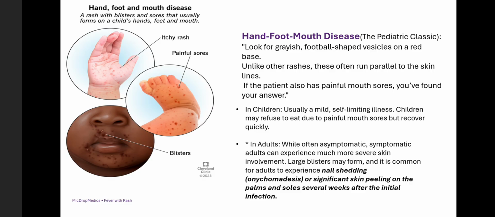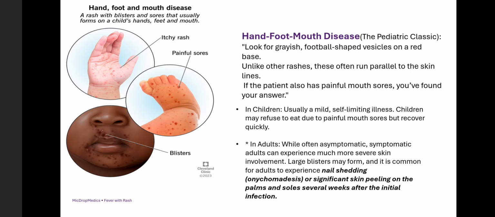Next, hand foot mouth disease is the pediatric classic. Look for grayish, football shaped vesicles on a red base. Unlike other rashes, these often run parallel to the skin lines. If the patient also has painful mouth sores, you have found your answer.